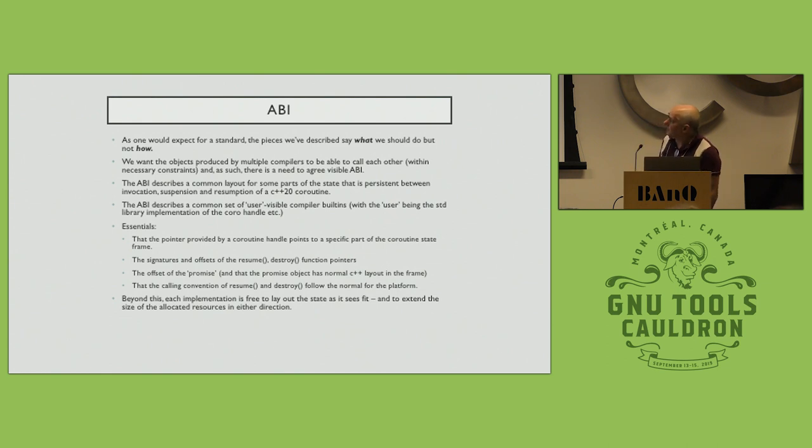Essentially, there isn't a lot to this. The calling convention, the function signature, and the positions of the resume and destroy methods need to be known, and the position and how to get at the promise needs to be known, and the promise needs to be laid out according to the regular C++ ABI on the platform. So if you can call C++ code from your compiler, you know you can call methods in that promise without a problem. Beyond that, the implementation can do more or less what it likes. It may decide to allocate memory either side of those objects so that it can, for example, optimize offsets. There are no particular constraints there.